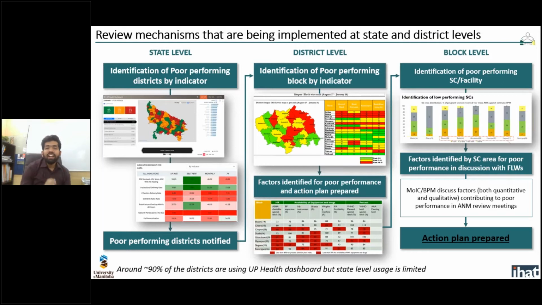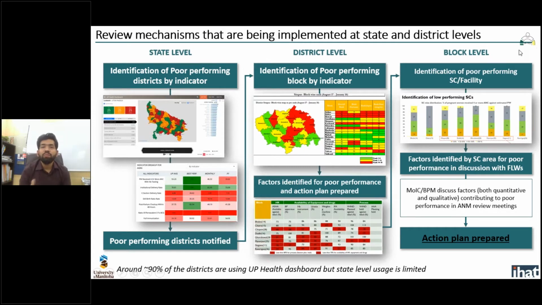So the state level is using the dashboard, which UPHMIS hosts. The first step is identification of the poor performing districts, because all the districts are not poor in all the indicators. So this is the first step. The state is identifying them and notifying the districts.